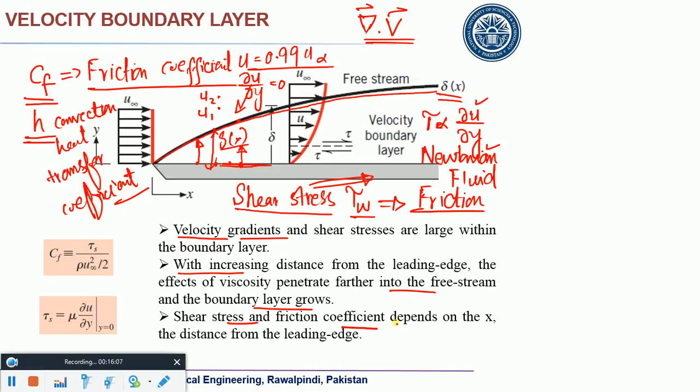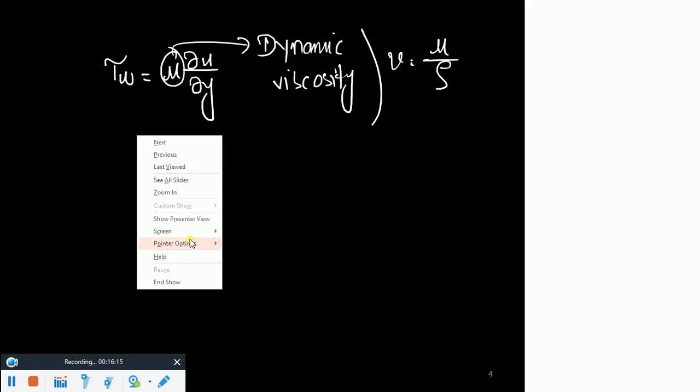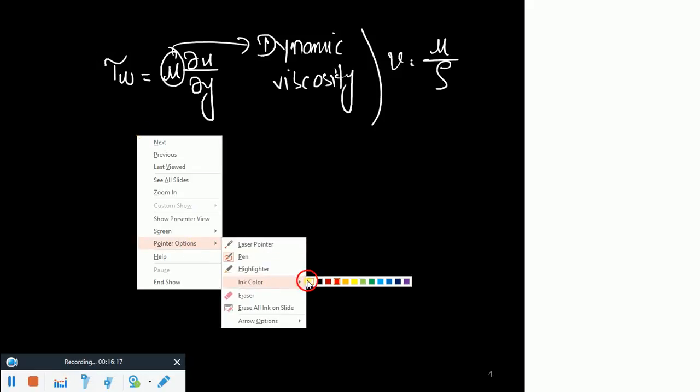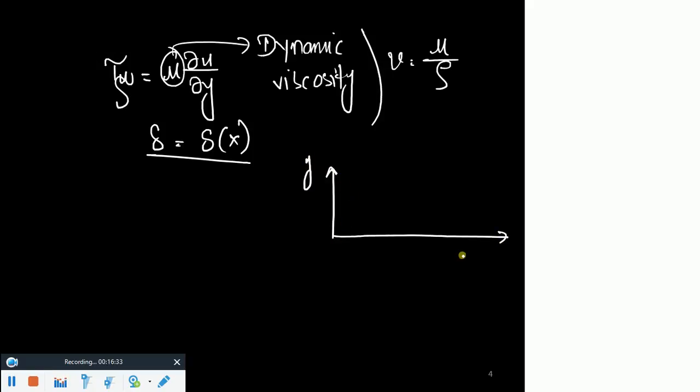Now, shear stress and friction coefficient depend on x. Why? Because this thing is related to delta. This is a function of x. This is just the y direction and this is the x direction. Just see that this is the plate. I am just considering this axis as a plate, and as you move along this plate, that thickness increases.